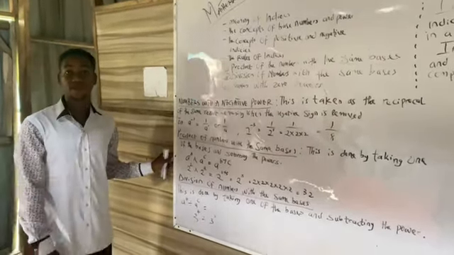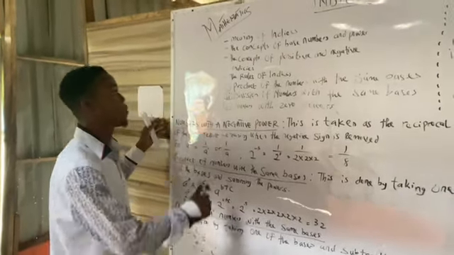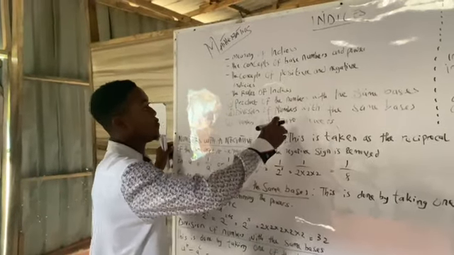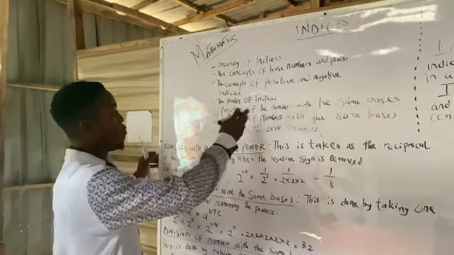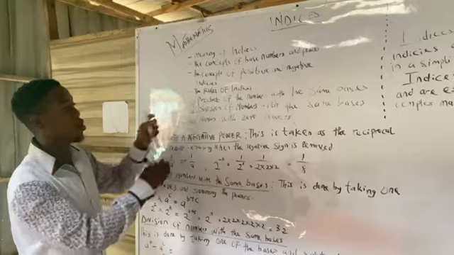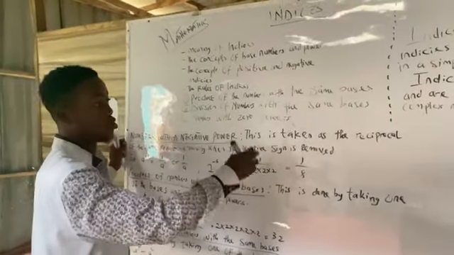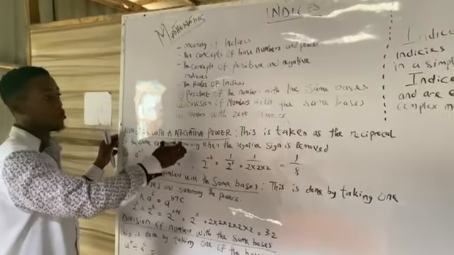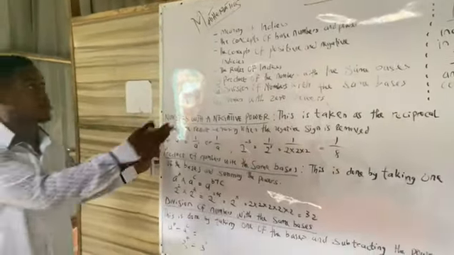At the end of this lecture, students should be able to: 1. Understand the meaning of indices. 2. The concept of basic numbers and power. 3. The concept of positive and negative indices. Then 4. The rules of indices. These rules just imply product of the numbers with the same basis, division of numbers with the same basis, and numbers with 0 powers. So I begin here with the definition of indices.